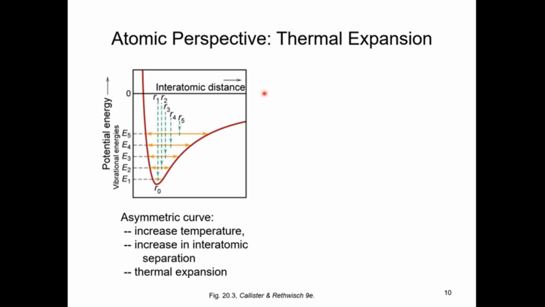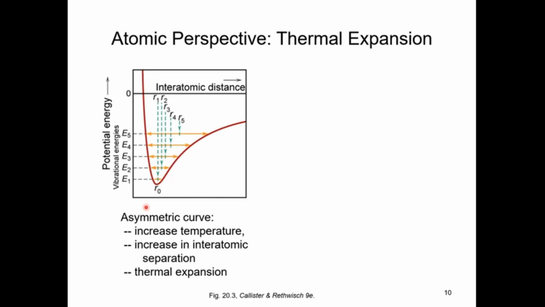From an atomic perspective, thermal expansion is reflected by an increase in the average distance between the atoms. This phenomenon can be understood by looking at this graph, the potential energy axis versus interatomic distance, the distance between atoms. This is an asymmetric curve. The curve is not symmetric.